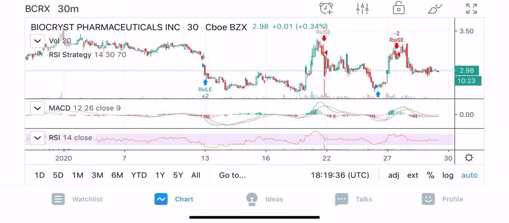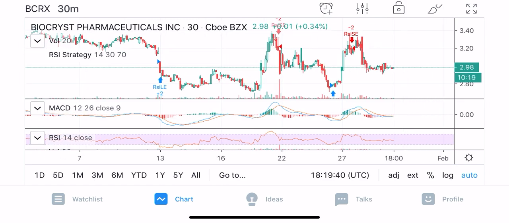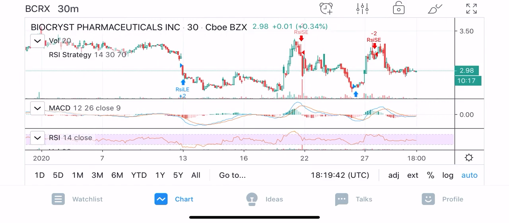So right now we're looking at BioCryst Pharmaceuticals Inc. This is a pharmaceutical company, and it's pretty cheap. I think it's a penny stock actually. It's about $3, so it's pretty cheap.